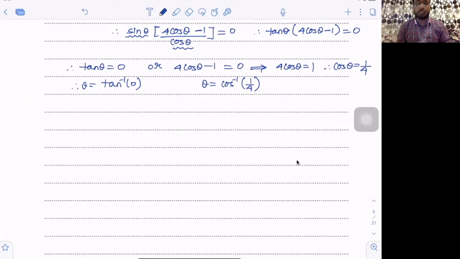The answer comes 0. So theta is equal to 0. Students, tan inverse of, if you try and get pi, tan inverse means if you take tan of pi, so tan of pi is also going to be 0. So when you say tan inverse of 0, it can be either 0 or it can be pi also. Okay, so 0, then the next value is pi.